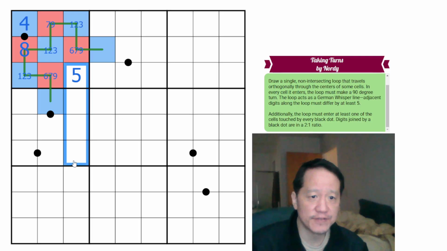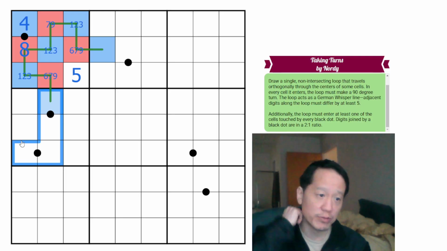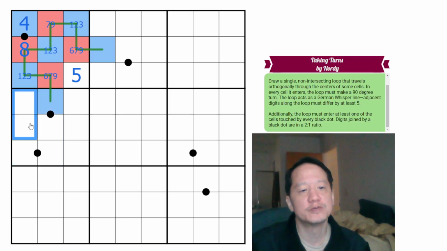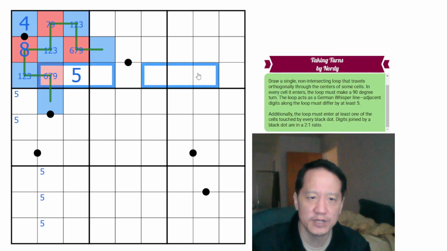Okay, where is the 5 in box 4? Can't be any of these 3 cells, and it cannot be any of these cells because 5 can never be next to a black Kropke dot. So therefore, the 5 has to be specifically one of these 2 cells. Then the 5 also has to be one of these 3 cells because of the process of elimination.